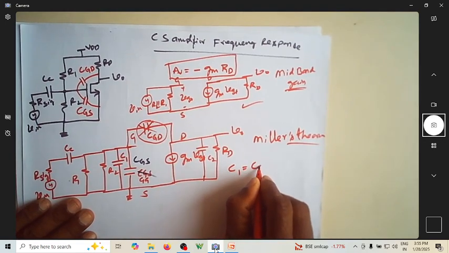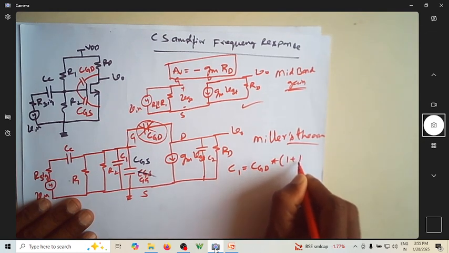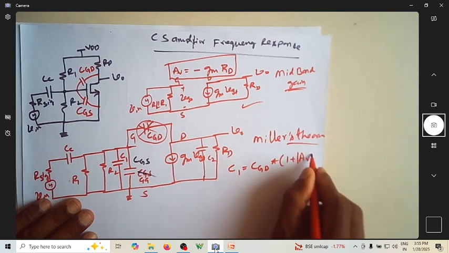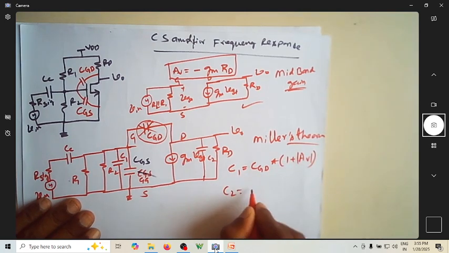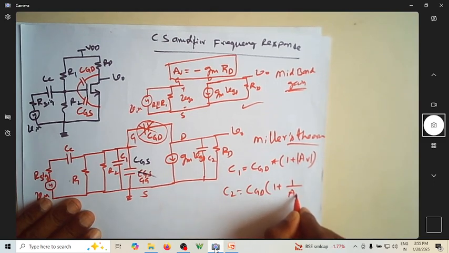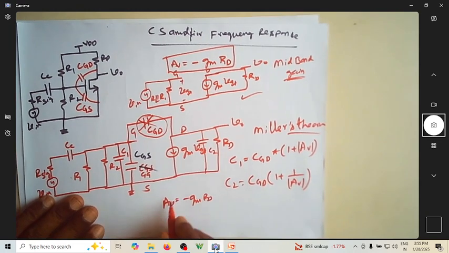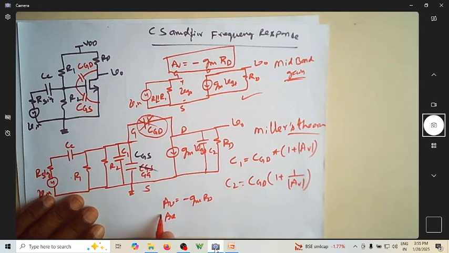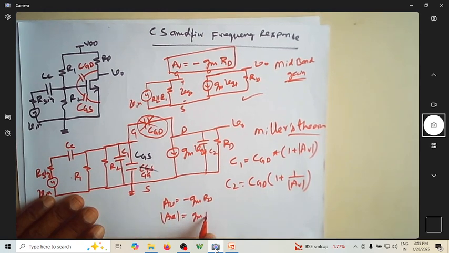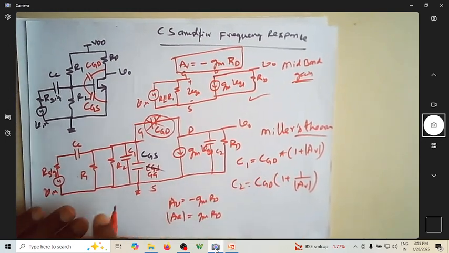C1 is nothing but CGD multiplied by 1 plus 1 over AV, where AV is the magnitude, and C2 is CGD into 1 plus 1 over AV. AV magnitude is usually equal to minus GM into RD. So when I say AV magnitude, I need to take only GM RD as the value of that AV. So this is C1, C2.